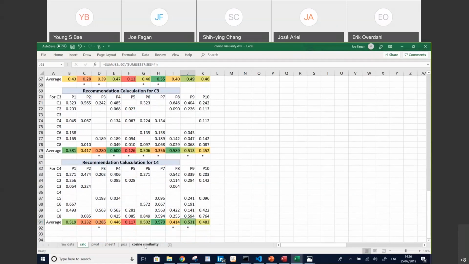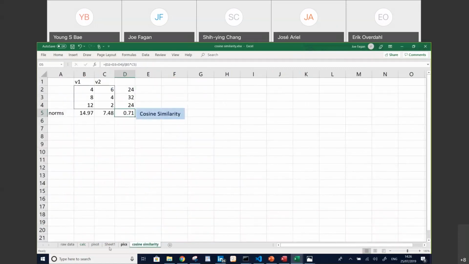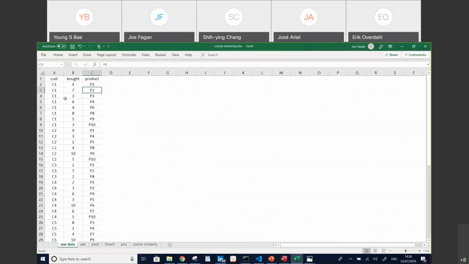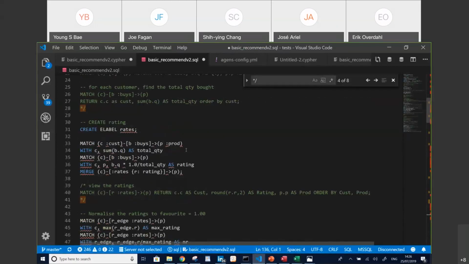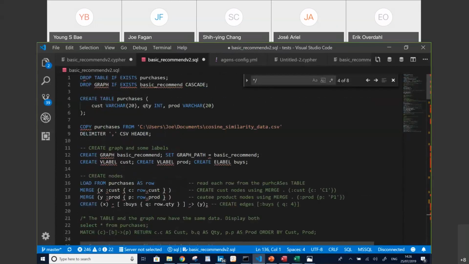Now, we've used very little data. In fact, the entire data is 49 lines that look rather boringly like a table with three columns: customer, bought, and product. I have my 8 customers down here. I have how many they bought of each product. I've got 49 lines in total. What we'll do now is jump over and have a look at some Cypher. This is a few lines of Cypher that's able to create the graph, create the cosine similarity, and create the recommendation score for every customer and product.